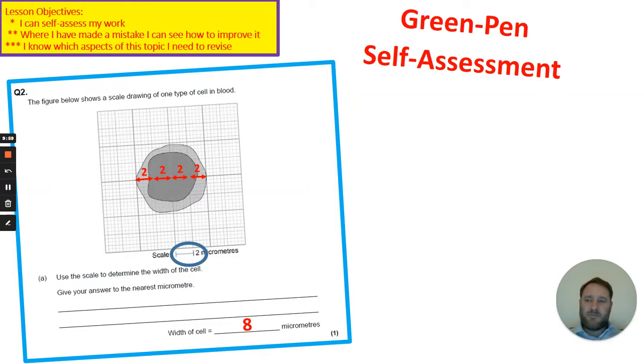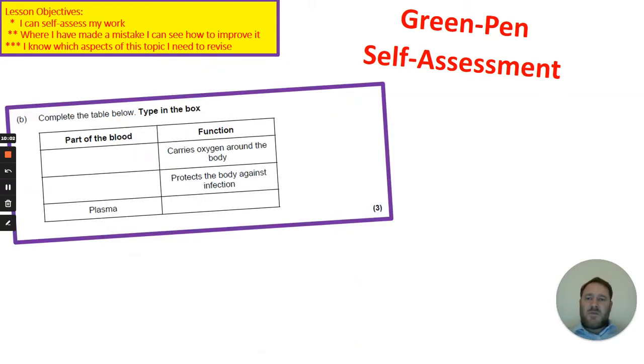And let's move on. So question B, now this one is testing your knowledge, no multiple choice, you have to put the correct part of the blood in. So the first one we've got carries oxygen around the body, and I'd be surprised if you guys didn't know this one. They're actually red blood cells. You get a mark for that one. And protects the body against infection isn't the red blood cells, it's the white blood cells. So give yourself a tick if you got that one.